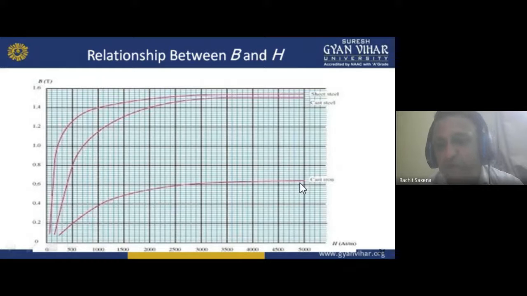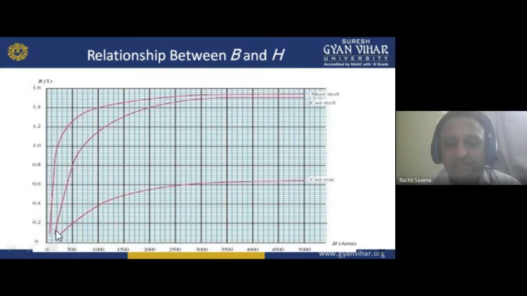And if I move forward, what happened? It fell down like this. So the value will decrease. The value will not increase, my dear student. The value will decrease. So if I want a higher value, then cast iron is not suitable for me.